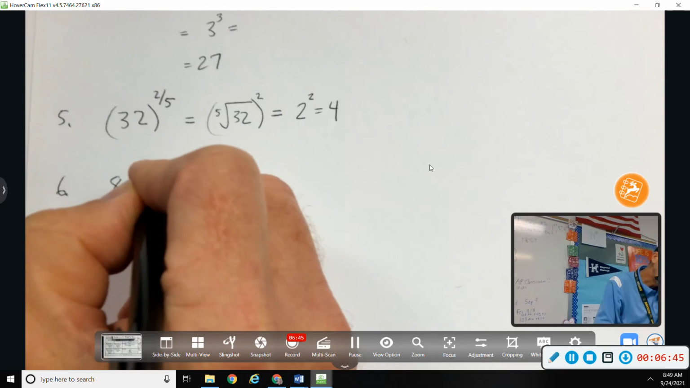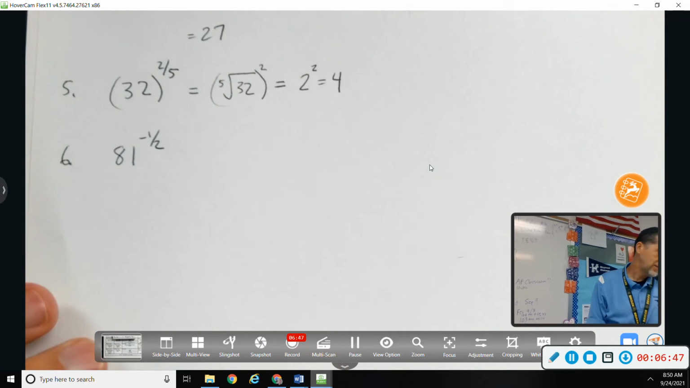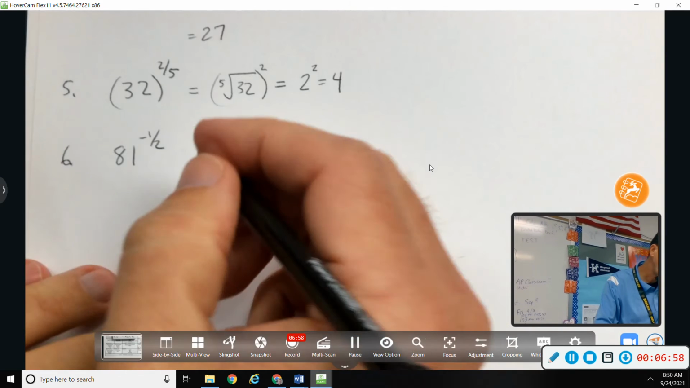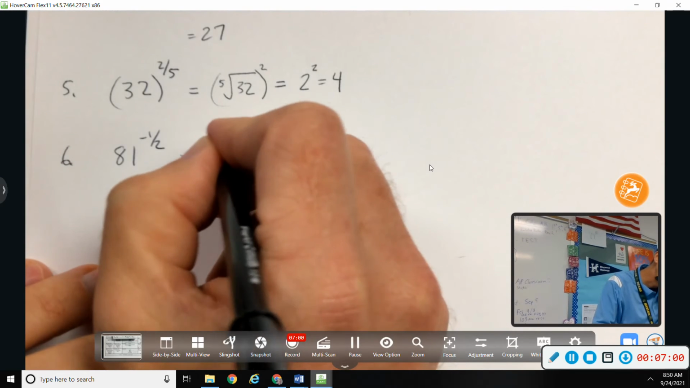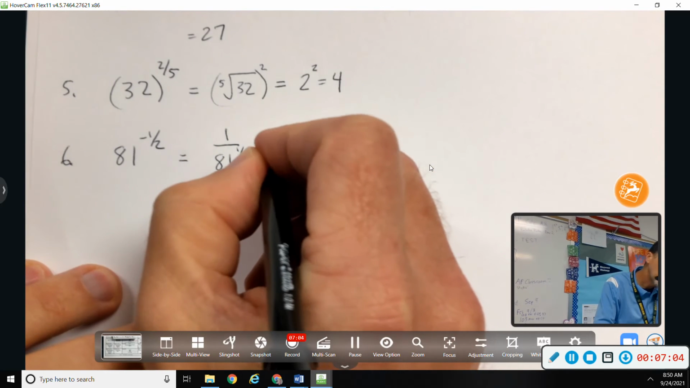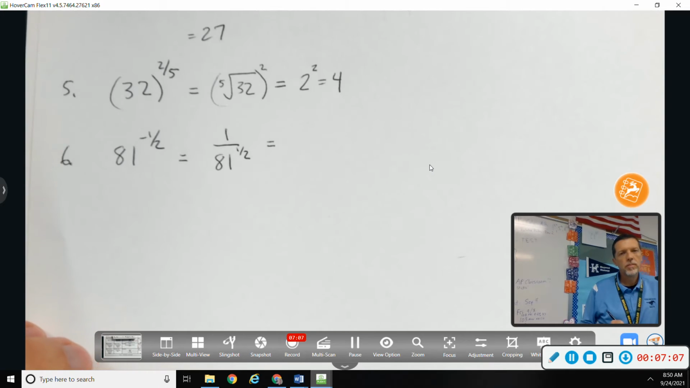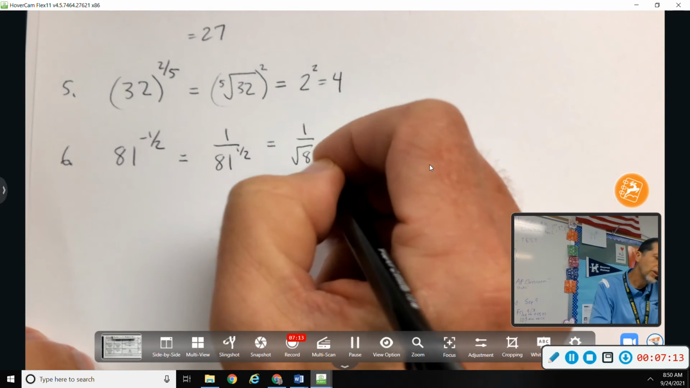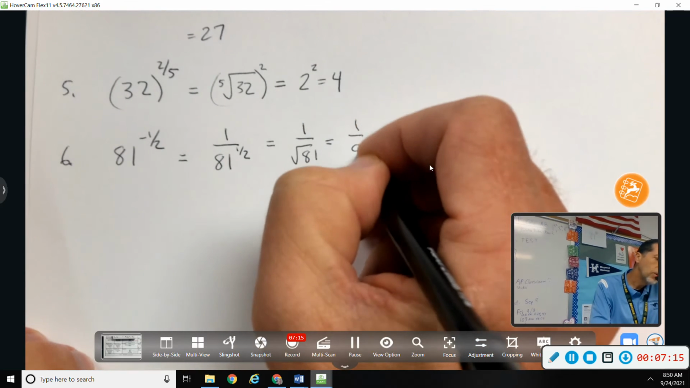Let's introduce another wrinkle in here. What's the wrinkle? Negative. What does the negative exponent do? It moves it to the bottom. Whatever has a negative exponent goes to the bottom. So we could rewrite this as 1 over 81 to the 1/2. So that would be 1 over, I'm really going to show my work here, the square root of 81, which is 1 over 9.